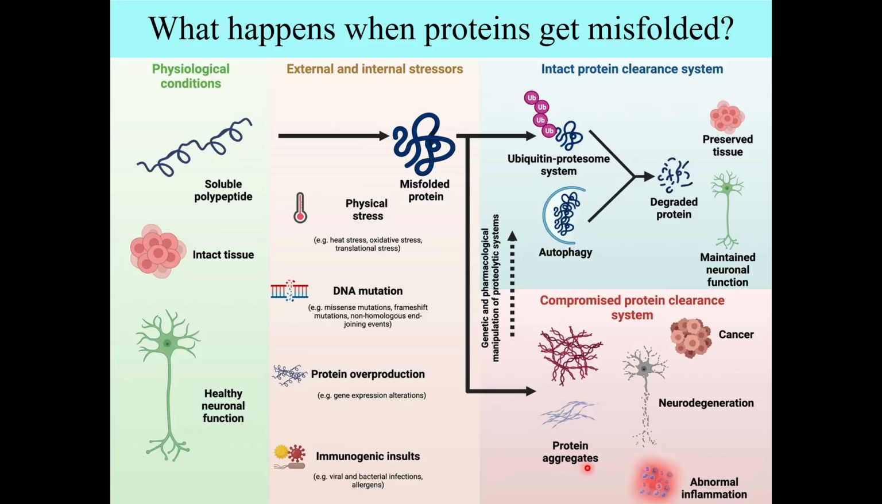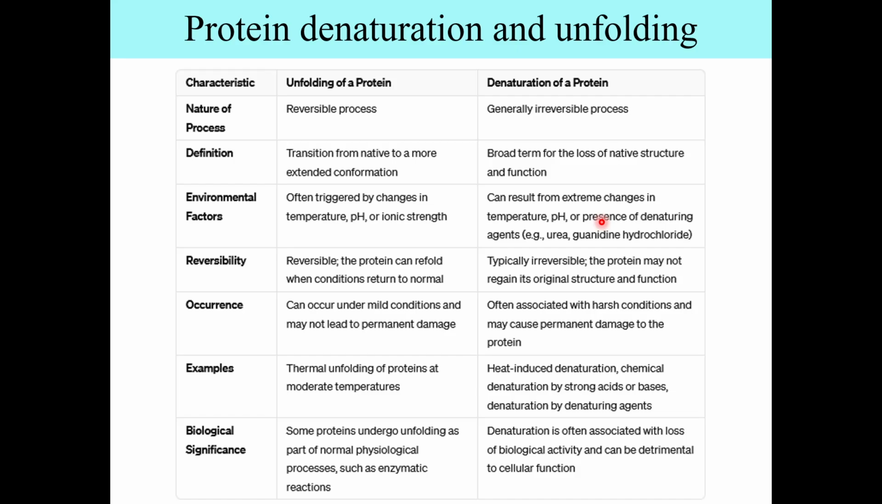Protein aggregates can be there, and genetic and pharmacological manipulation of the proteolytic systems needs to be performed so that this can be restored. The intact protein clearance system can be restored once again. Okay. Now we come to the process of denaturation and unfolding. This is a very basic, very interesting thing. What exactly is denaturation? What exactly is unfolding? Unfolding is actually a reversible process.